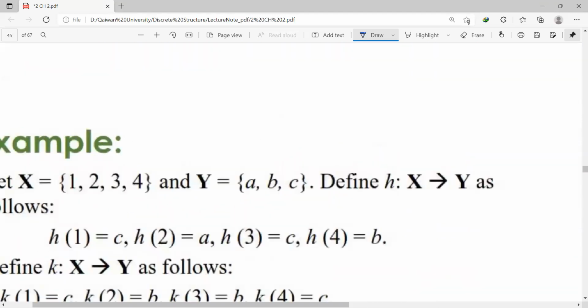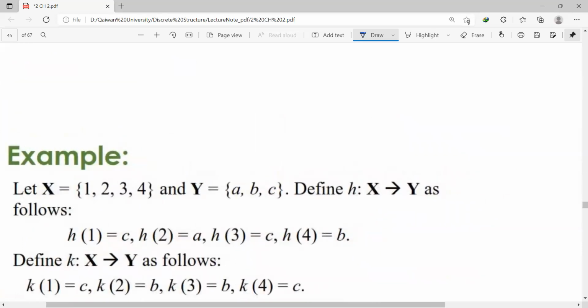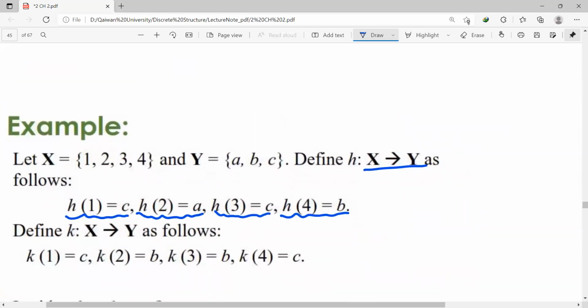Here you have an example. Let X be 1, 2, 3, and 4, and Y be A, B, and C. H is a function from X to Y as follows: H of 1 is C, H of 2 is A, H of 3 is C, and H of 4 is B. And also K is a function from X to Y, defined as K of 1 is C, K of 2 is B, K of 3 is B, and K of 4 is C. Which of these two functions is onto and which is not?